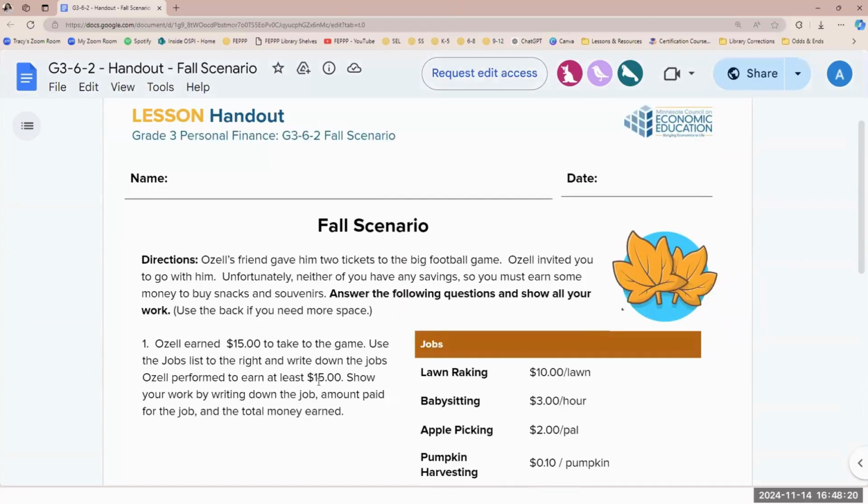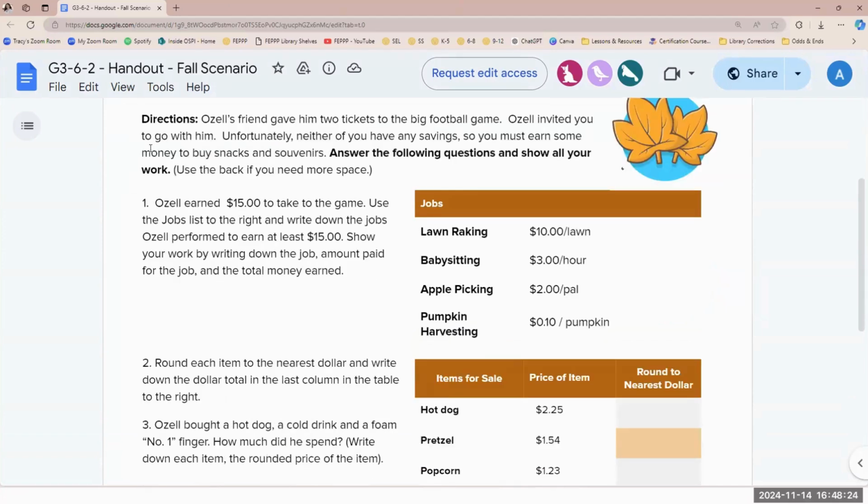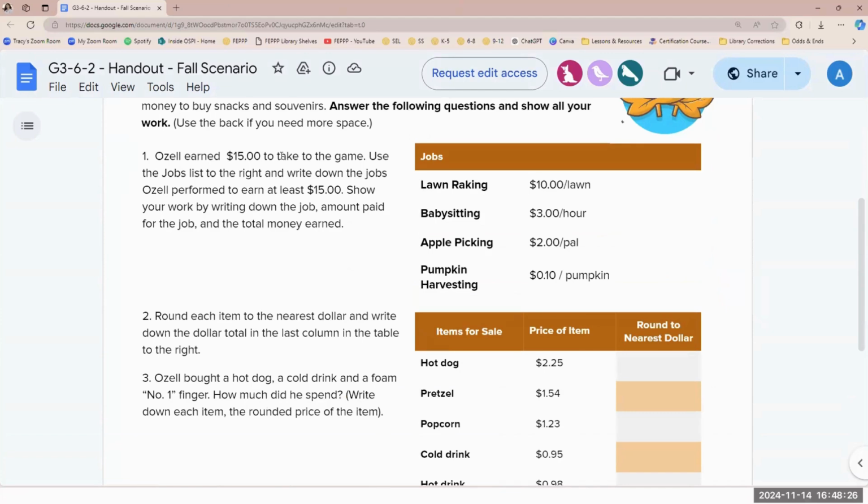So what we are looking at here is the first part. Ozell earns $15 to take to the game. You have your list of jobs, and we were going to come up with a combination, a number sentence, an expression to show how he could have earned that $15.